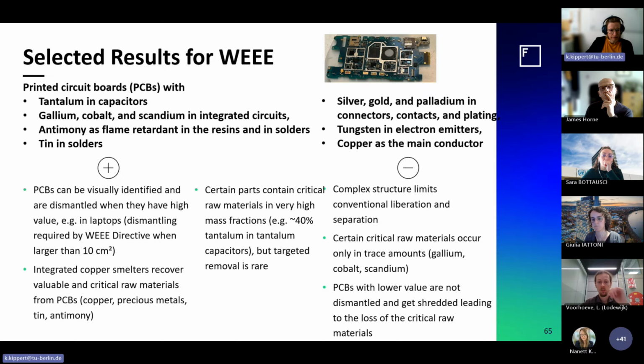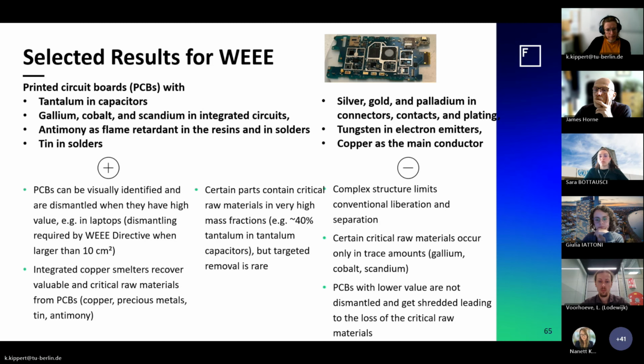Then, in between enablers and barriers, we have certain parts that contain critical raw materials in very high mass fractions, for example, the 40% tantalum in tantalum capacitors. But it's necessary to remove them before recovery. Otherwise, the tantalum will be so diluted that it's not economically recoverable anymore.